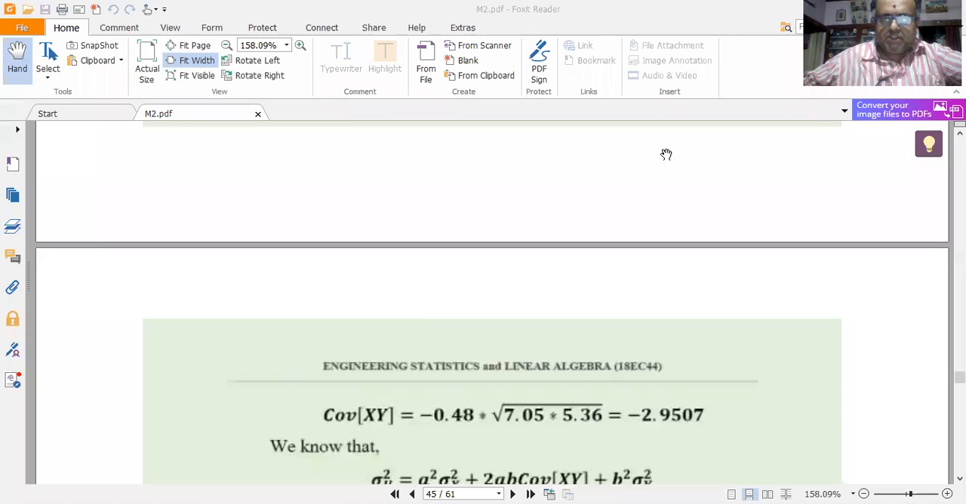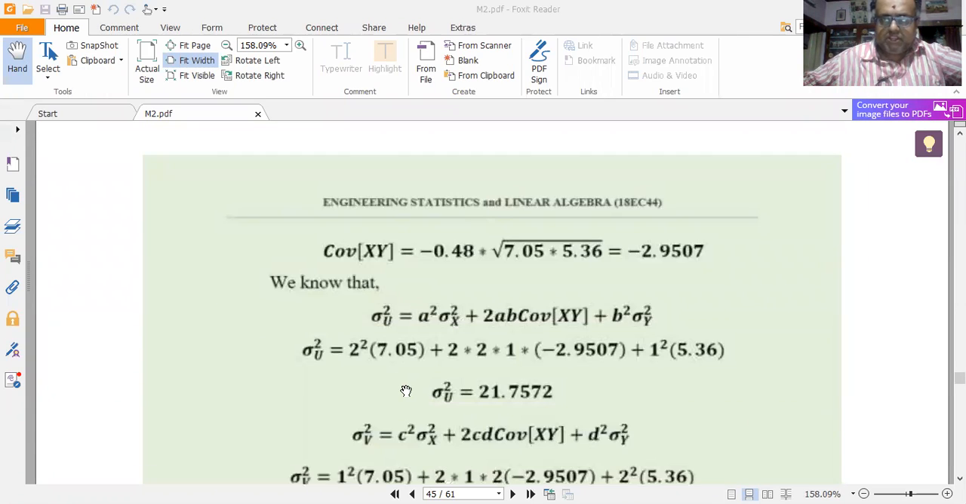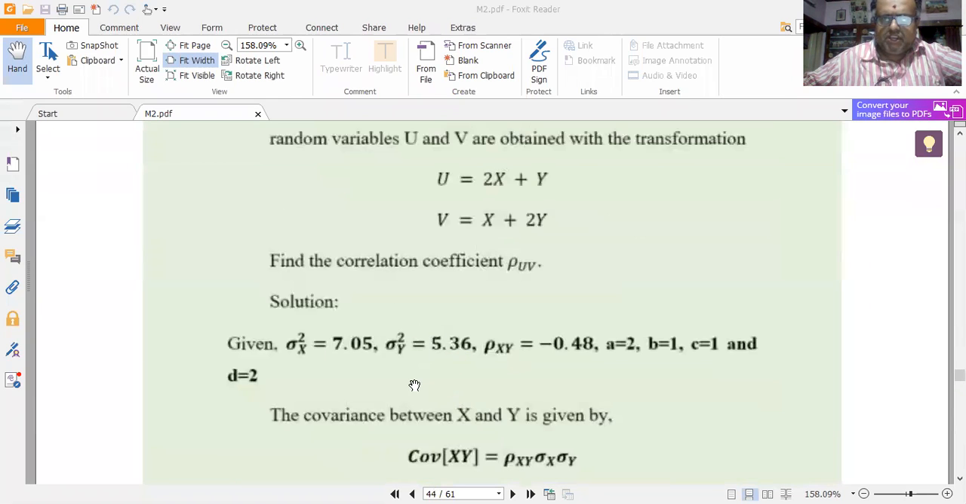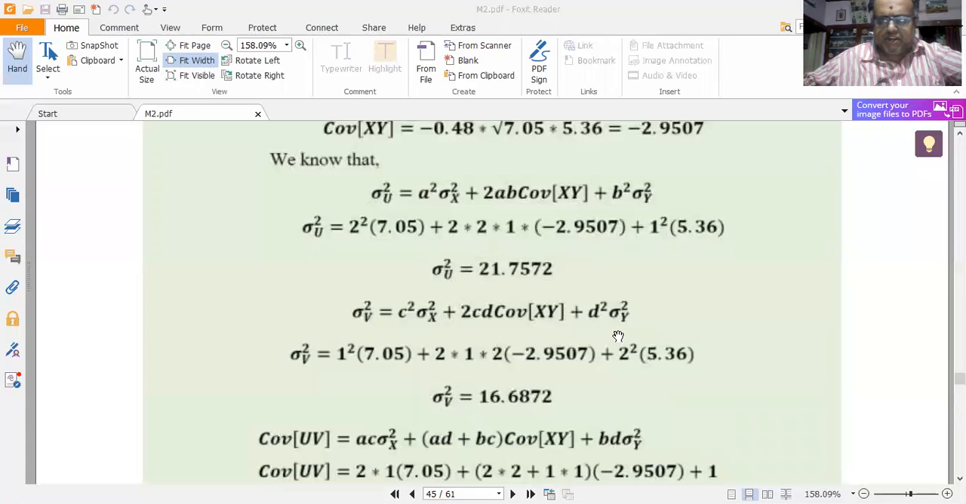Now moving on further, find the variance of u and the variance of v, that is, of the new transformed random variables. I shall use the already existing formula that we mentioned previously. So sigma u squared is given by a squared sigma x squared plus 2ab into covariance of xy plus b squared into sigma y squared. Substitute the corresponding values and I get sigma u squared is equal to 21.7572. Use your calculator, get the result.